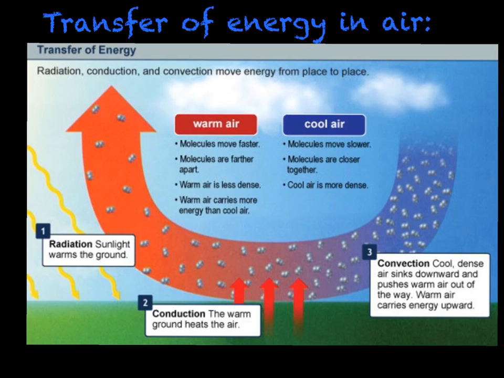As radiation heats the surface of our Earth, conduction is going to transfer that energy from the surface of our Earth through the air molecules from touching. And then convection is going to take those warmed molecules and have them rise, while colder, denser air is going to go closer to the surface of the Earth, and the process is going to repeat.